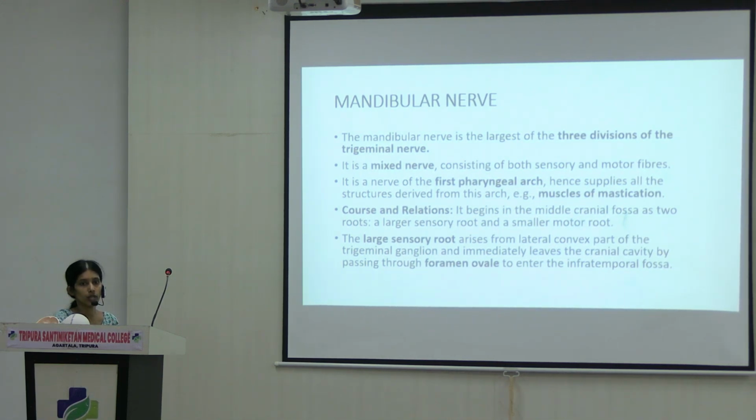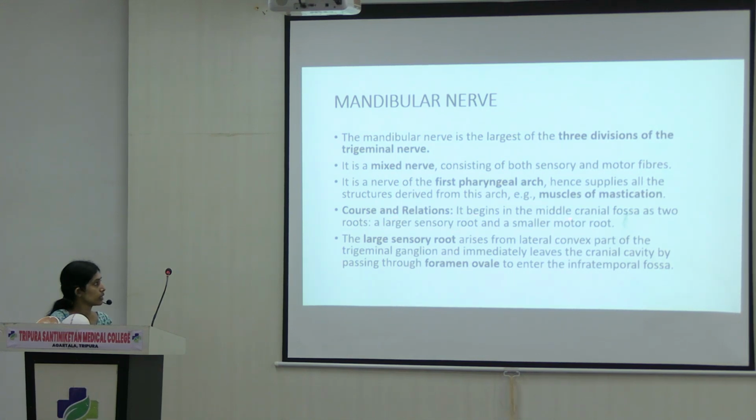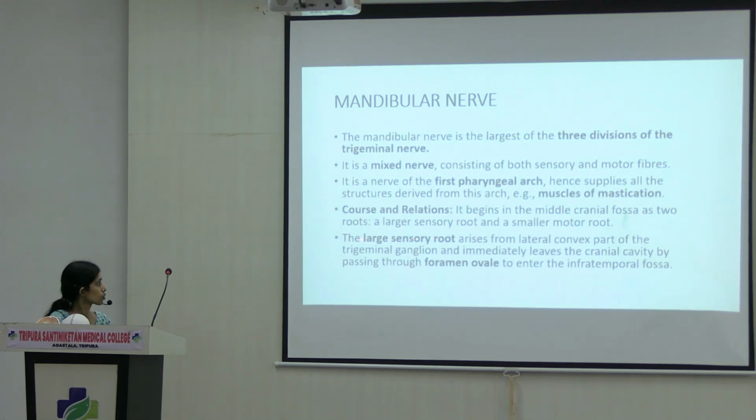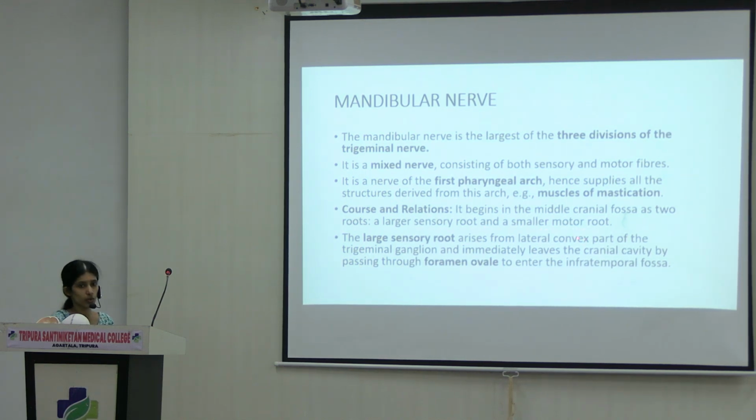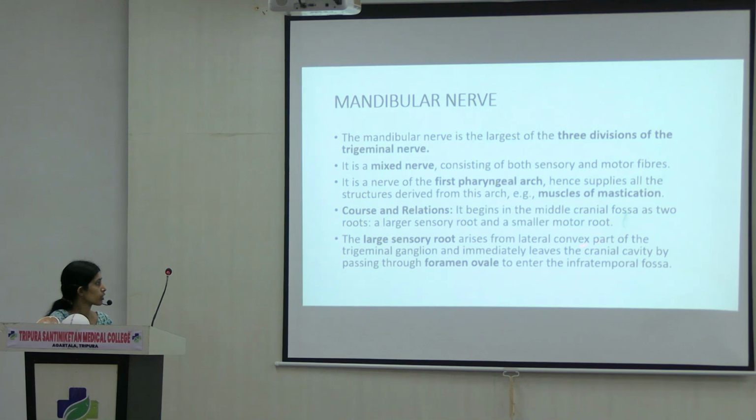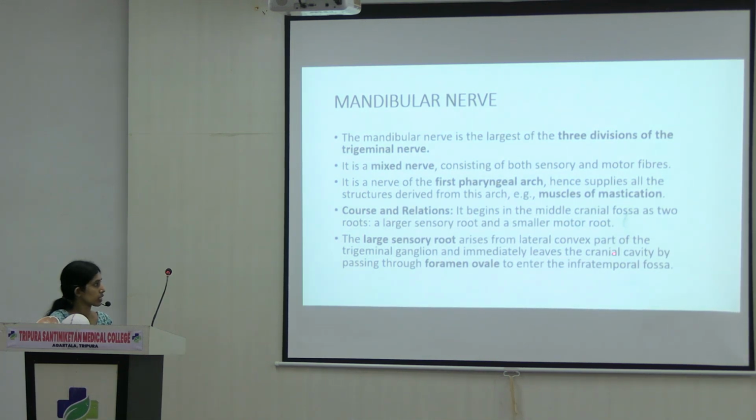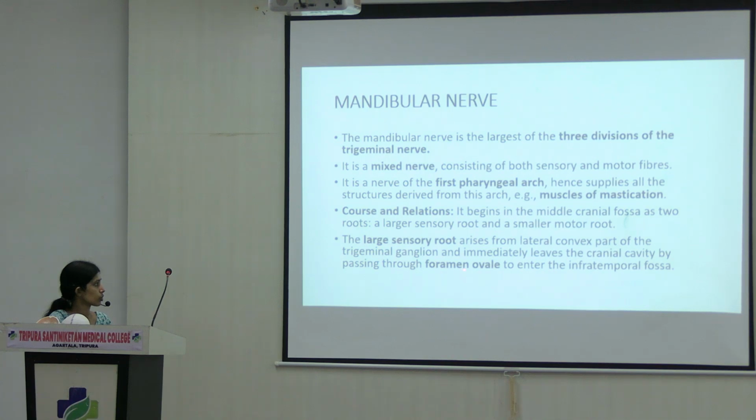the mandibular nerve. Okay. Course and relation: it begins in the middle cranial fossa, has 2 roots, a large sensory root and a smaller motor root. The large sensory root arises from the lateral convex part of the trigeminal ganglion and immediately leaves the cranial cavity by passing through the foramen ovale to enter the infratemporal fossa region.